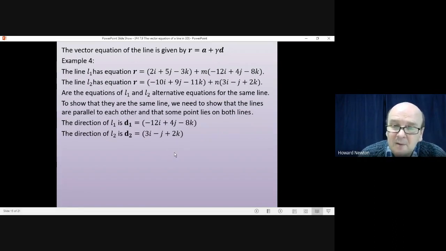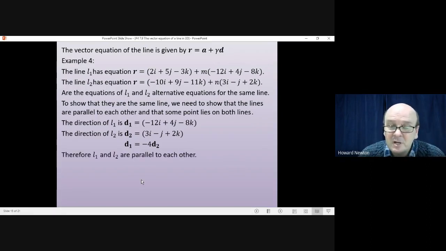Now, are these parallel? Well, they are if one is a multiple of the other. Well, D1 is a multiple of D2. It's minus 4 times D2. That means that the two lines are definitely parallel to each other.